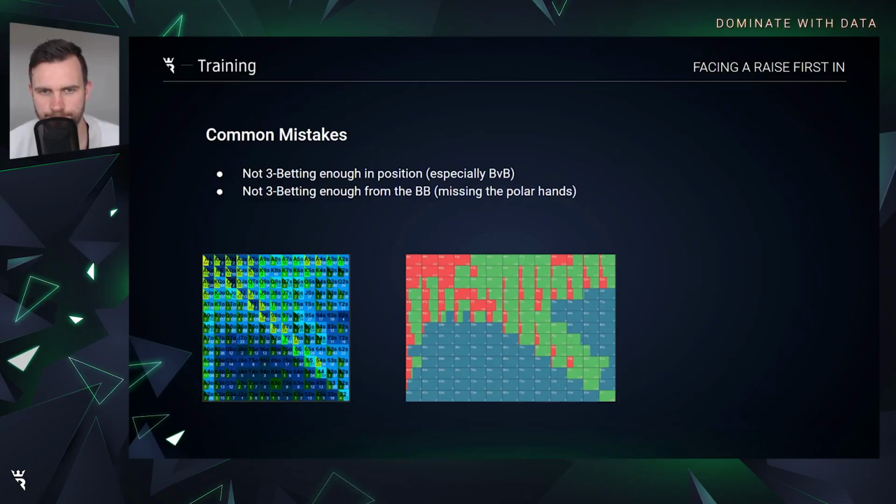Common mistakes: not 3-betting enough in position, especially blind v blind, and not 3-betting enough from the big blinds, missing some polar hands. And then here you can see a slightly larger database, and this contains both recreationals and regs, by the way. So, for instance, you can see that A3 offsuit made it into the database one time as a raise, never as a call. Blue is call, green is raise, and then the hands that are folded are not represented. But it made it in there one time as a raise. It's probably going to be a recreational. Still, you can see that there is some polarity.